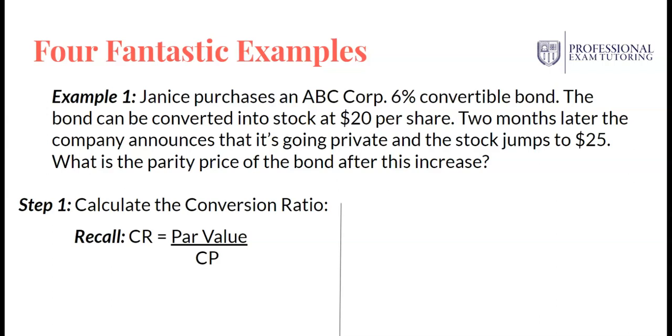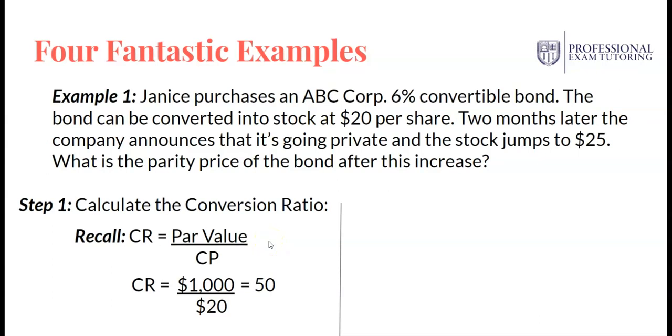So first you want to identify where the conversion price is in this question. We see the bond can be converted into stock at $20 per share. Right here is your conversion price. So our formula now becomes $1,000, which is the par value of the bond, divided by $20, the conversion price of the stock. And that gets us to 50. So you receive 50 shares for every one bond that you convert from bond to stock.